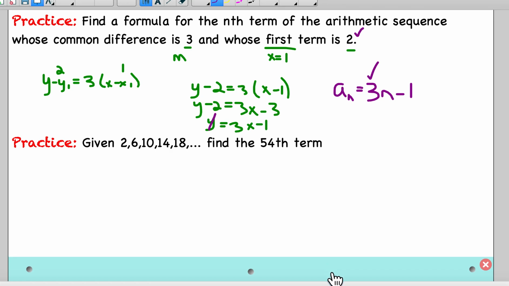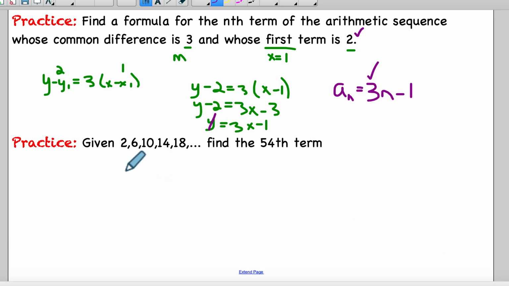So this one says, is that it for this slide? Oh, good. This one says 2, 6, 10, 14, 18, right? So you can see that the common difference between each term is 4, right? So that means my slope is going to be 4, right? Now I need to know the 54th term.